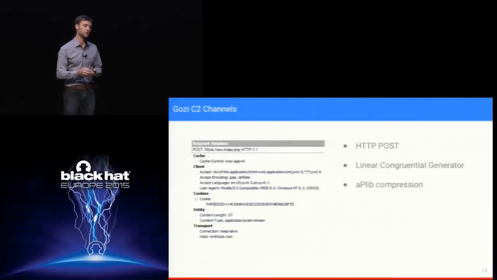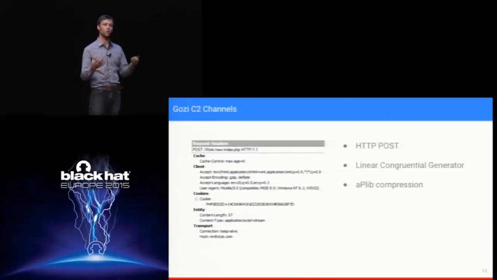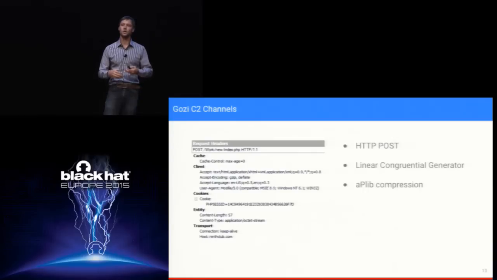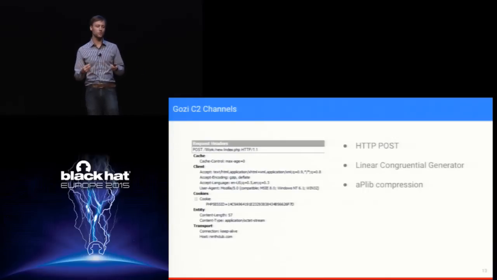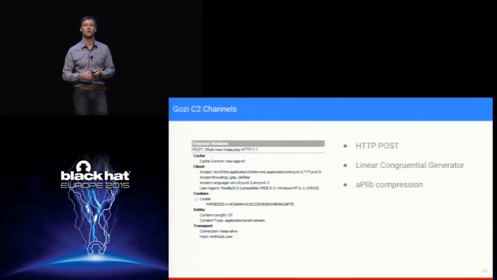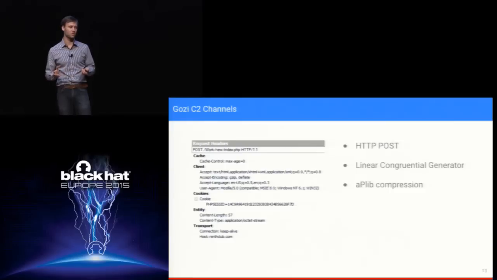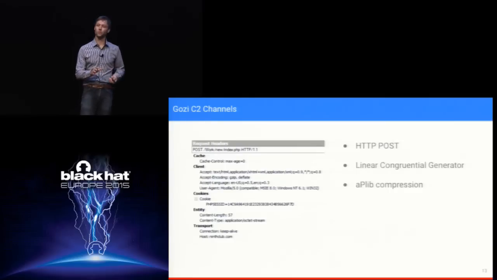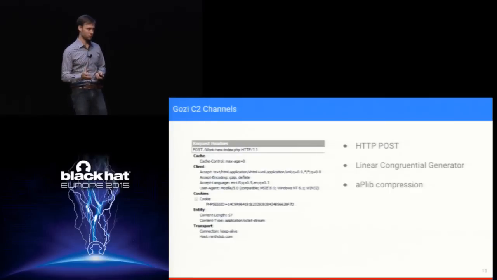The main communication channel used by Gauzy is what I would call standard; it doesn't fit the sophistication layer of steganography. The standard way a Gauzy-infected host will communicate with its command and control server is using HTTP POSTs, and it's going to use LCG cryptography with aPLib compression. So far this is not really a good candidate for our presentation.